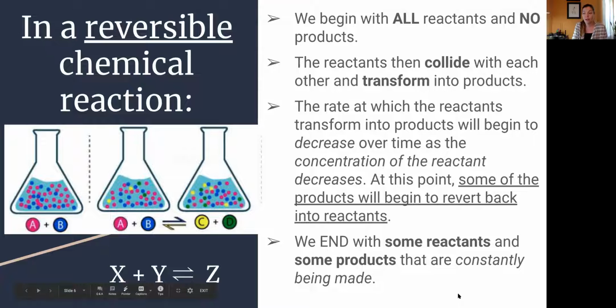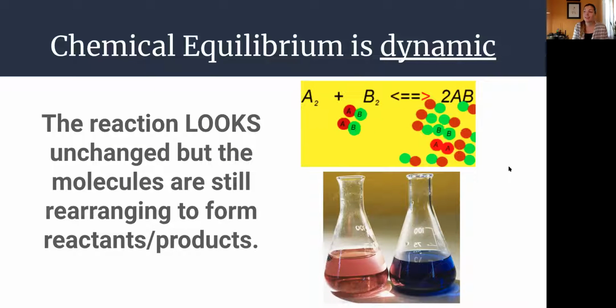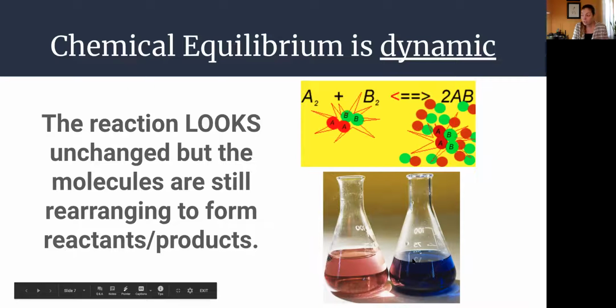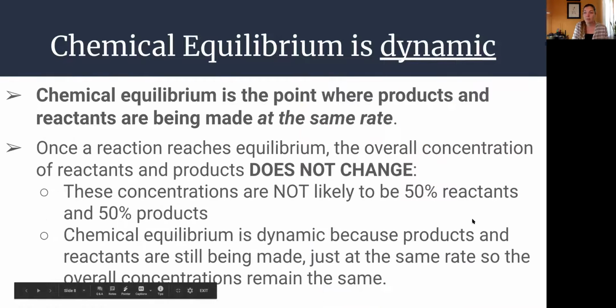So what we're going to talk about now is how we know when that's happening and how it's different for the different reversible reactions. An important note here: chemical equilibrium is what's called dynamic. That means when we look at the reaction, it looks something like this. It looks like nothing's happening. It looks like we've just got some pink something here, some blue something here. But the molecules are still rearranging to form reactants and products. Here's kind of a GIF of what's happening. They're still making products, they're still making reactants, but that process is happening at the same rate, so we don't actually see any changes happening.